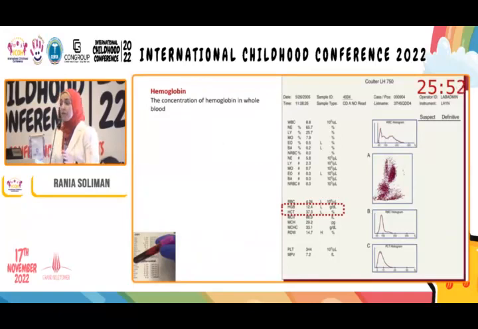But here, let me remind you of something of extreme importance. You need to get back to the reference range according to age and sex, because especially in the pediatric groups, there are great variations according to the age.